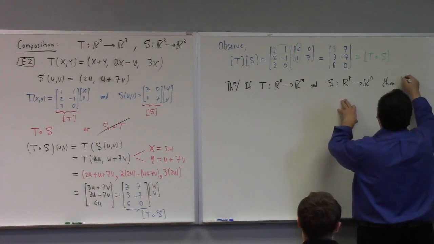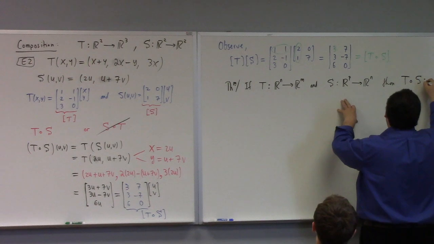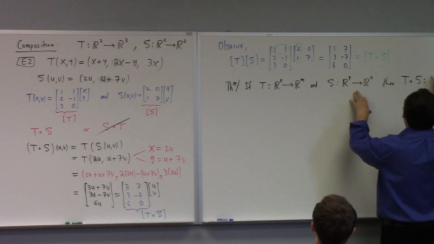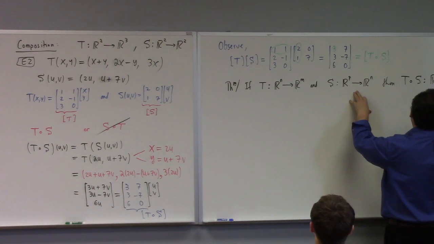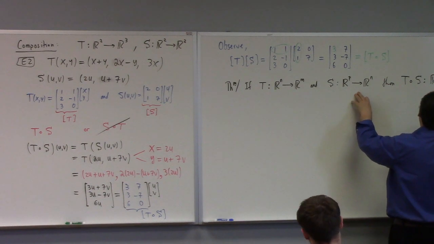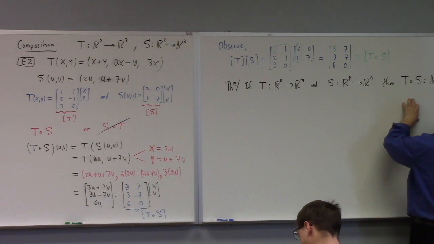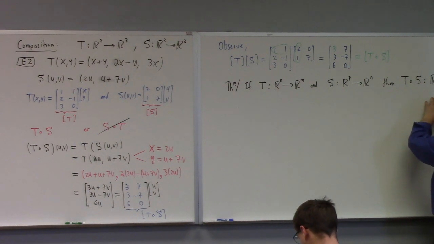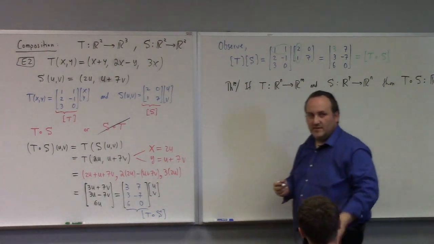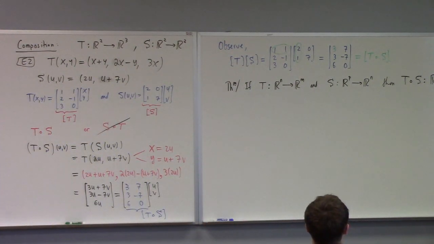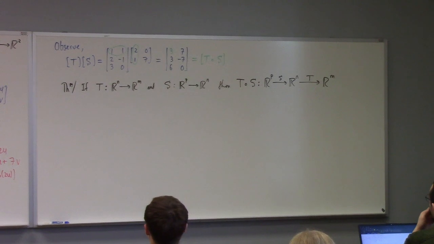T composed with S. Let me just double check my notation here. S goes from Rp to Rn, S goes first, then T goes second, to Rm. Sometimes I draw a picture like this just to check myself, because sometimes I get lost with which one comes first, and I just have to double check that I'm forming a meaningful composition, all right? I think this one makes sense, though. The output of the inside function matches the input of the outside function, right?